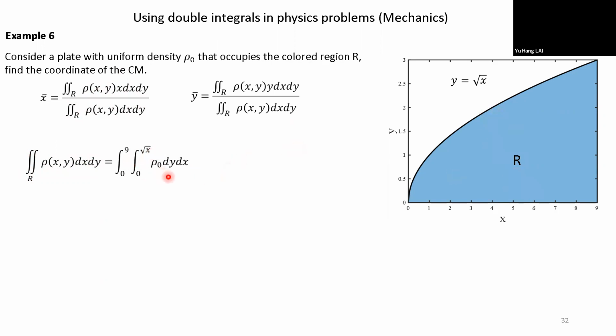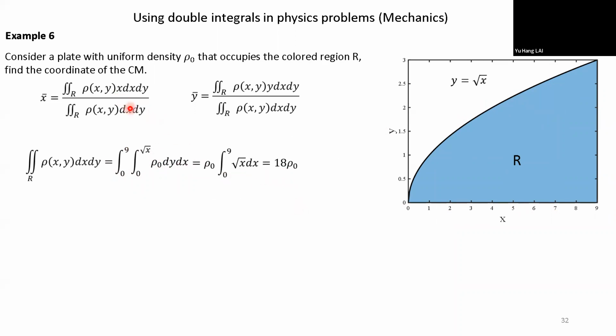So you can see what I'm doing. Am I cutting it vertically or horizontally? I'm doing it vertically. Right, so I'm cutting it like this. Then for each vertical slice, start at 0, end at square root x. Then of course for the other limit, just go from 0 to 9. So then this integral is straightforward enough.